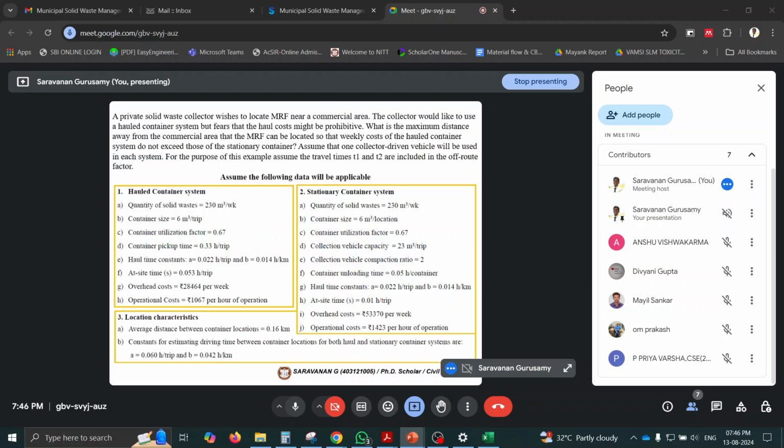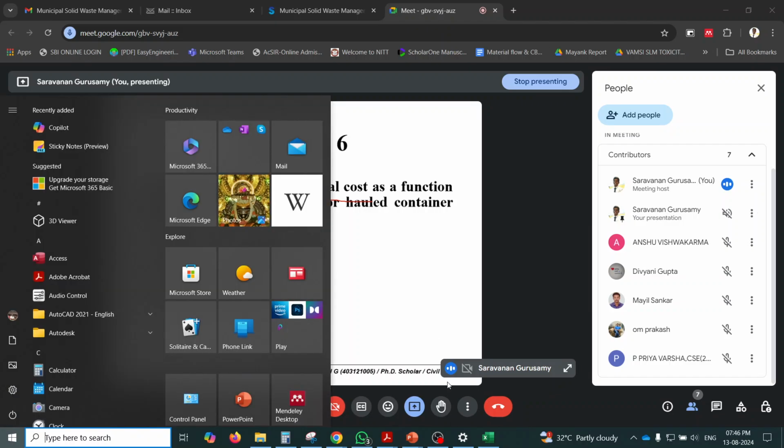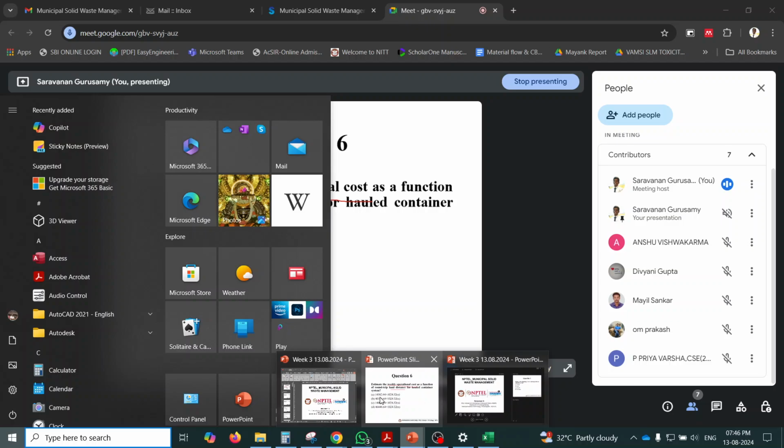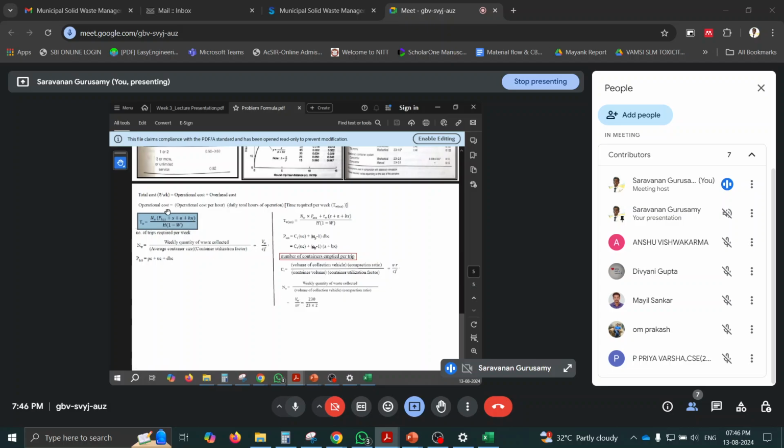The same data, they are asking to estimate the weekly operation cost, again in terms of x only. We don't know x, so we substitute in terms of the same x. So how do we find the weekly operation cost? We know the formula; I'll show you. Operation cost equals operation cost per hour, times the 8 hours we work per day, times the time required per week. If you multiply everything, we will find the operation cost.